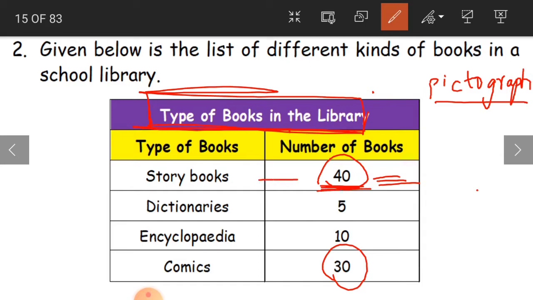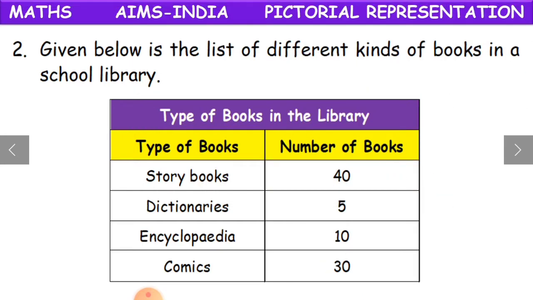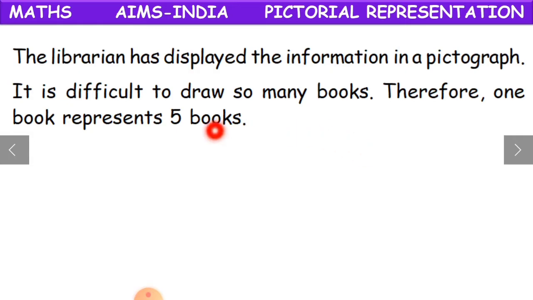Yes, 40 story books, there are 40. So in the pictograph we have to draw 40 books. It will be difficult for us. So what are we doing? We look for a number. That is, one book represents 5 books.